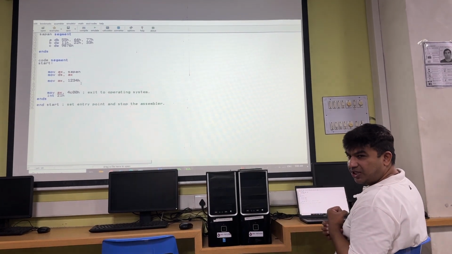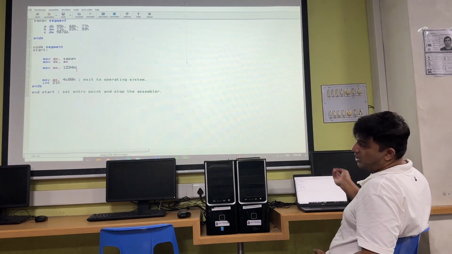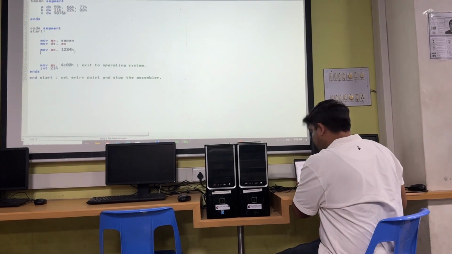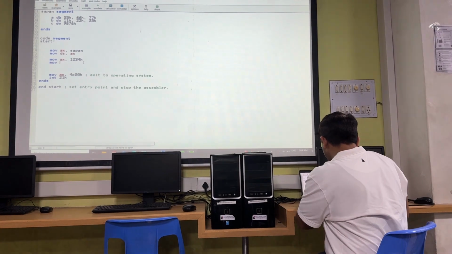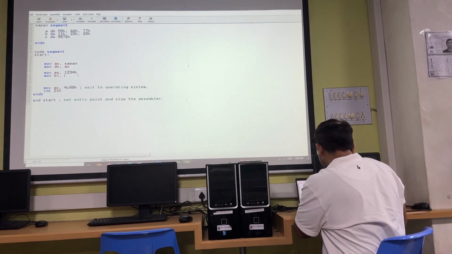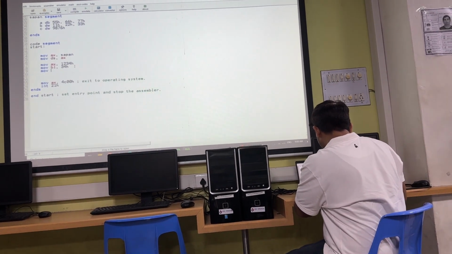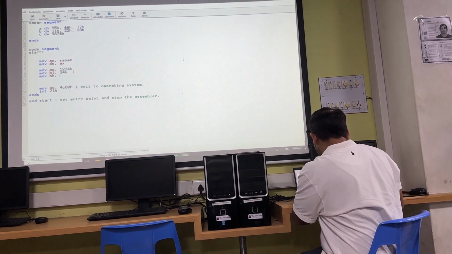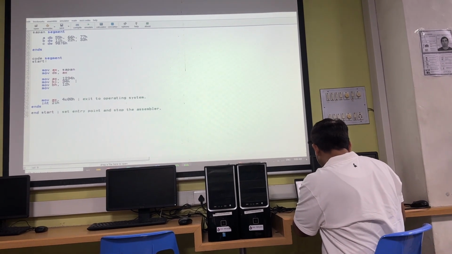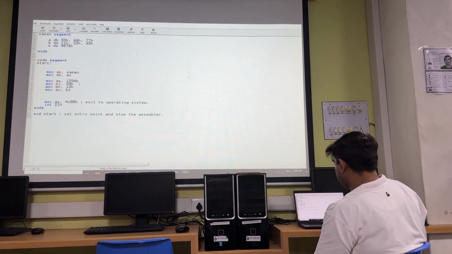This is called immediate addressing mode. Your data is directly available inside your instruction. You are directly transferring into AX. Understand? This is one. Now MOV BL, 34H. MOV BH, 12H. MOV AX, BX. Now this is also doing the same thing.